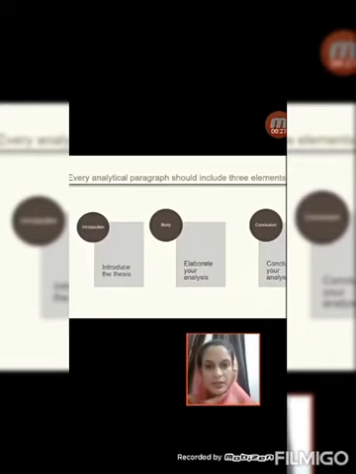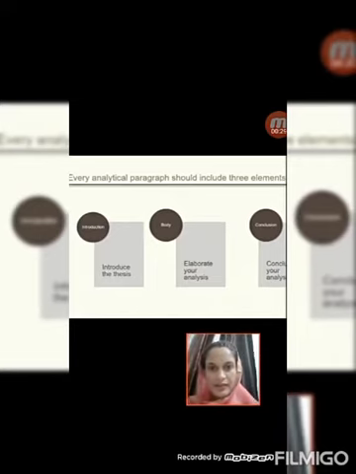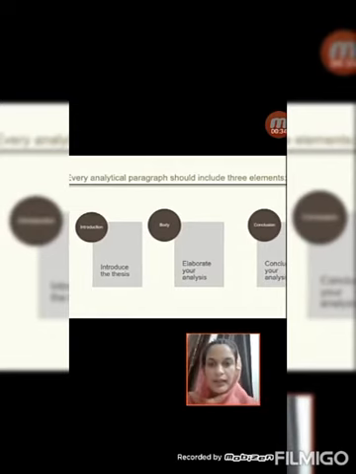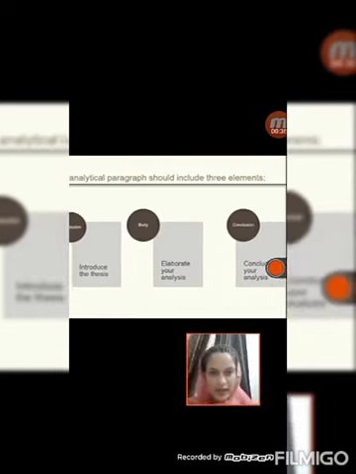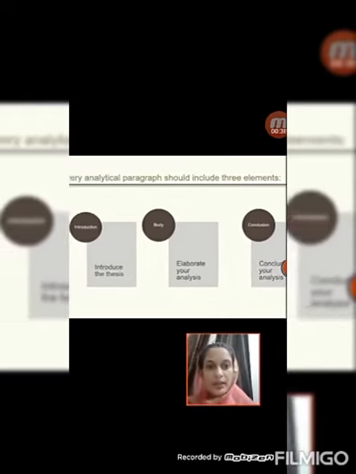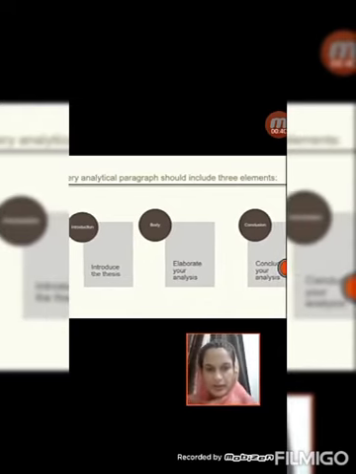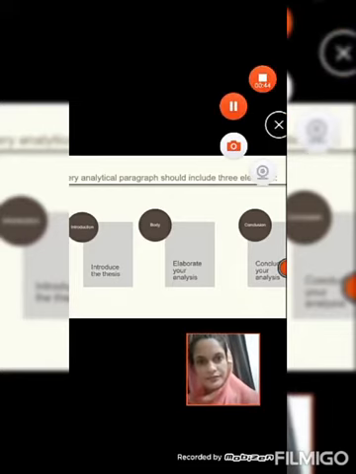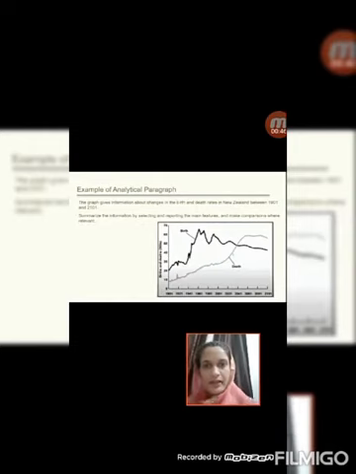In the introduction, we need to introduce the thesis, and in the body, we'll analyze the whole thesis in 2 or 3 paragraphs. In the last one, we need to conclude the previous information, the previous analysis in a precise manner. So we will understand it with the help of an example.